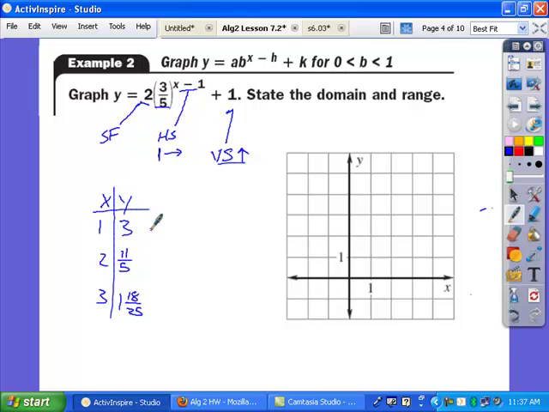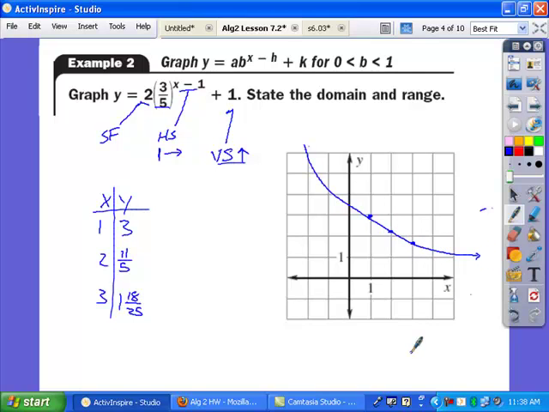I made a quick XY table, so that's like this point there, and 1, 18/25, so maybe something like that. Okay. If you wanted, you could pick a few more x values, get a few more y values to see. But roughly, this graph is going to shift like this.